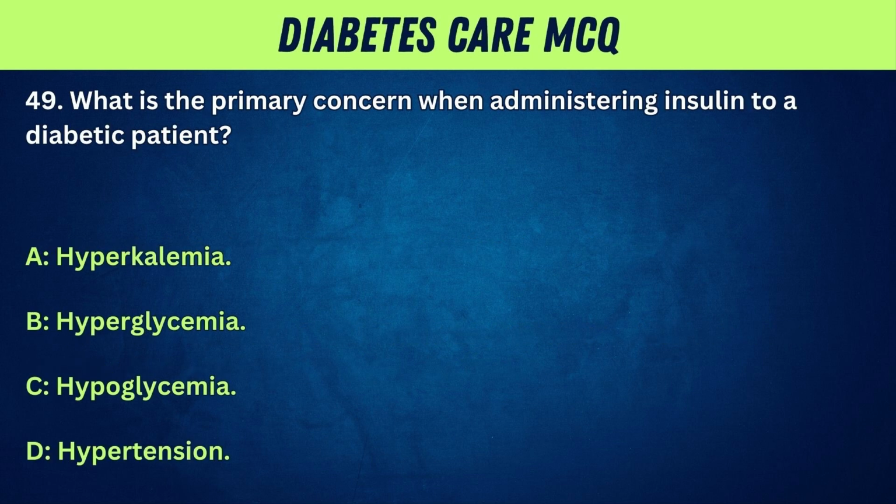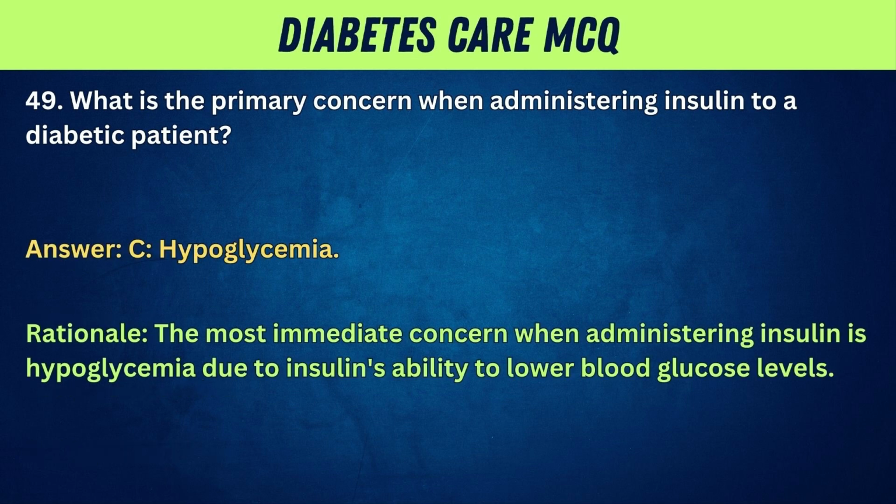49. What is the primary concern when administering insulin to a diabetic patient? A. Hyperkalemia. B. Hyperglycemia. C. Hypoglycemia. D. Hypertension. Answer: C. Hypoglycemia. Rationale: the most immediate concern when administering insulin is hypoglycemia due to insulin's ability to lower blood glucose levels.